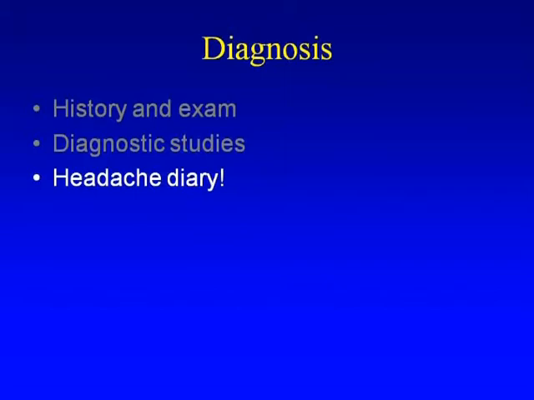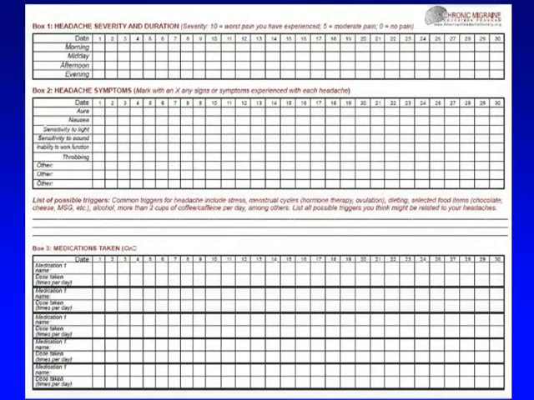And the last tool, which is very important in the diagnosis of migraine, is a headache diary. Unfortunately, a lot of patients are not happy about it because they have to do some work, but it's very important for the physician and for the patient. As you see here, this is one of the examples from the American Headache Society. It has several boxes, and this box here includes the headache severity and duration. Here we have headache symptoms, and here the use of medications. This will be a very good tool for the diagnosis of migraine.